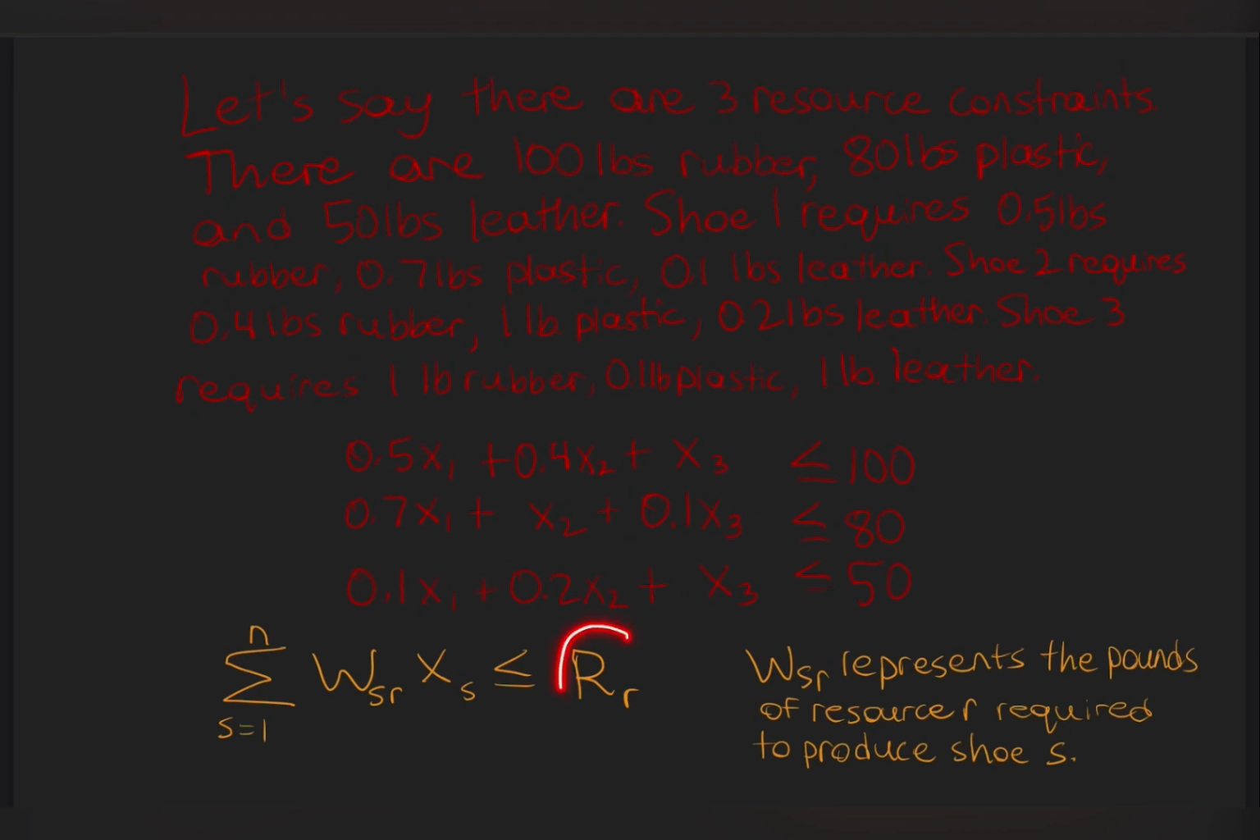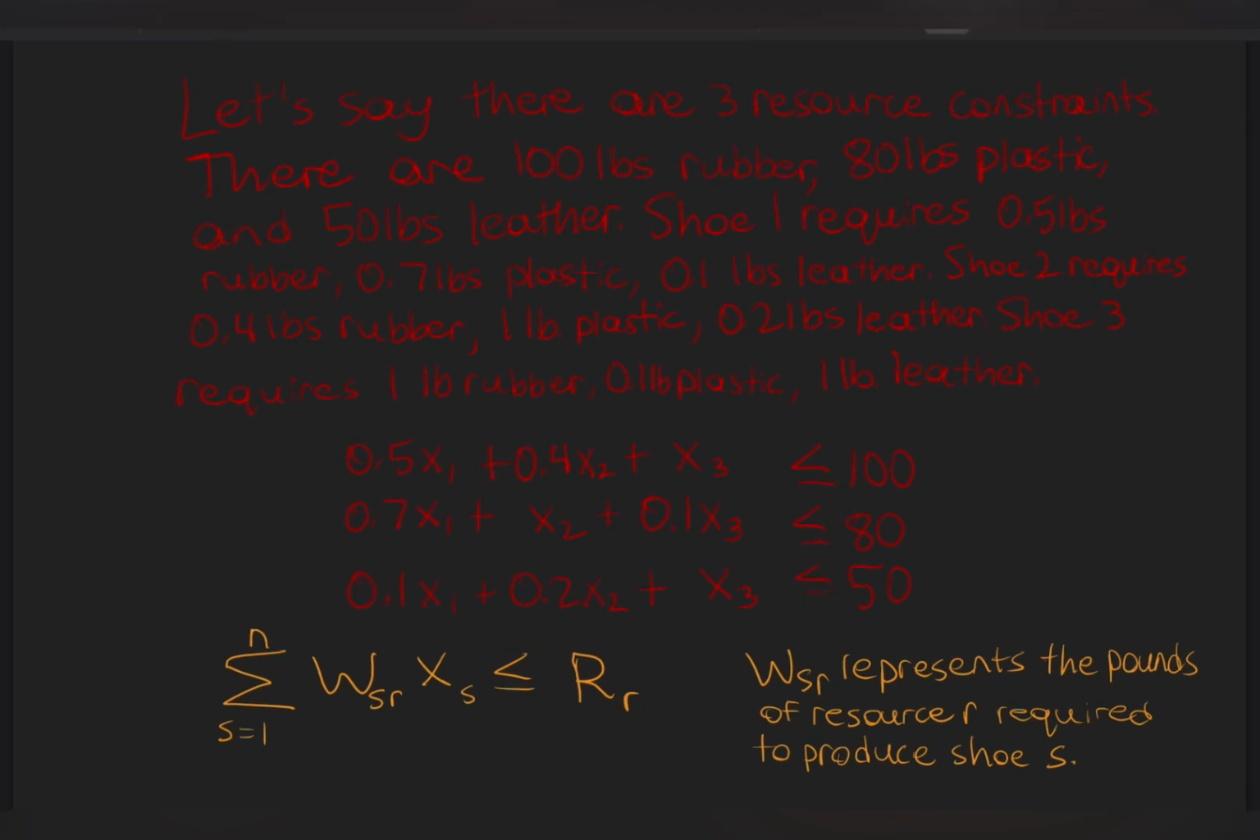Let me repeat that one more time in a different way. WSR is simply the weight of the resource required to produce a certain type of shoe. All right, so we are going to multiply that weight by the number of shoes of that particular type that we sell, and we're going to add it all up for all of the different types of shoes we have, and that combined should be less than or equal to the amount of the resource we have.